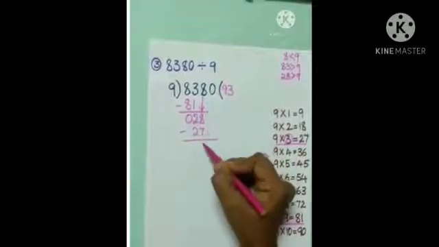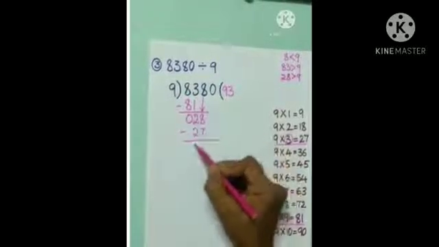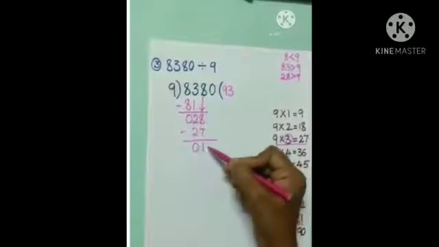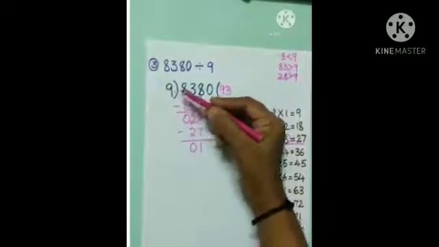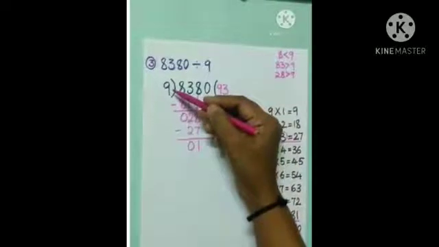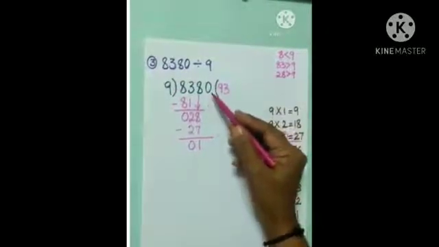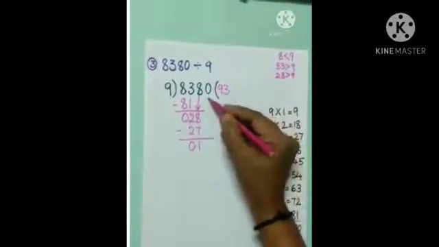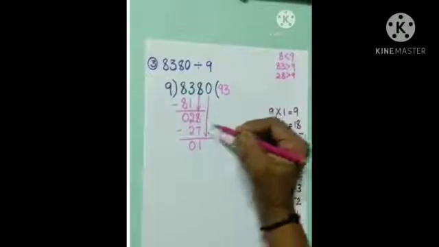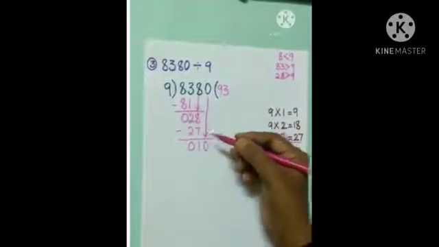8 minus 7, 1. 2 minus 2, 0. Now compare 1 with the divisor 9. 1 is smaller than 9. So we have to consider the next ones place digit, that is 0. Now the number is 10.